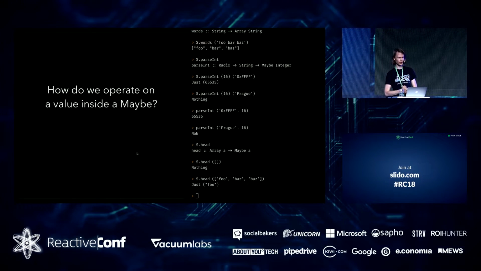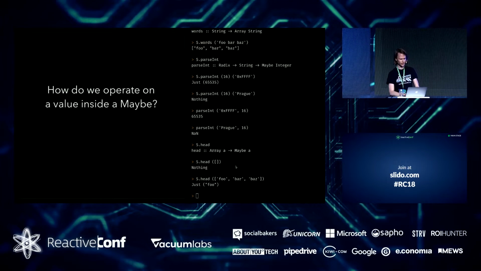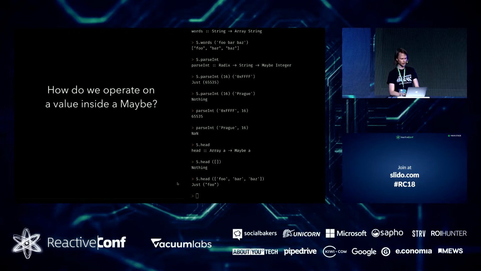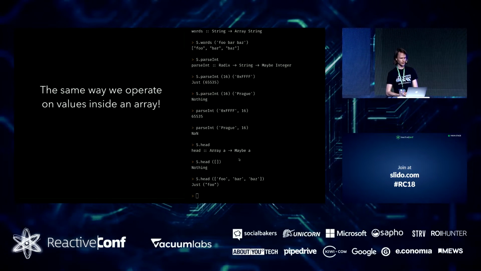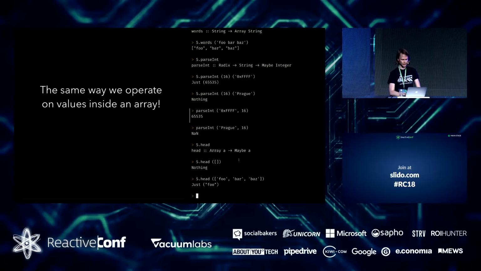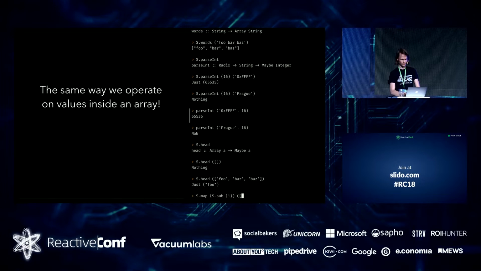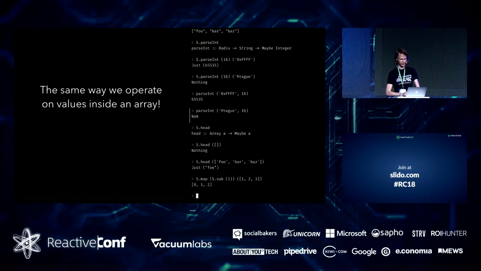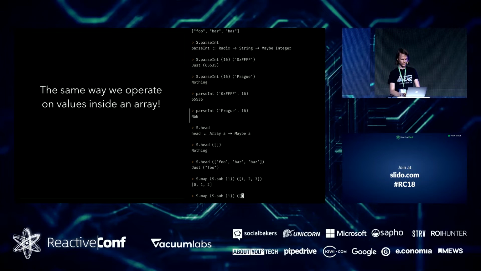How do we operate on a value inside a Maybe? It seems difficult because we put it in this context. It's actually really simple because we do this all the time with arrays. So we're familiar with mapping over arrays. So we can, let's subtract 1 from each of these values, and we get back 0, 1, 2, just as we would expect. All we need to do is change the input.